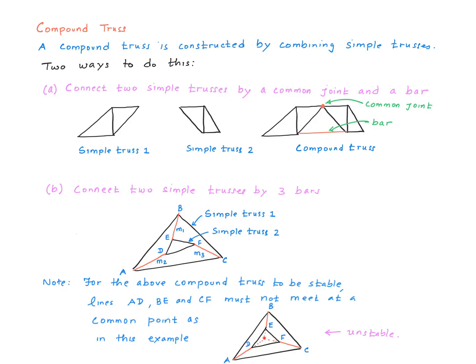If I take a moment about this point for that internal truss, the free body of that internal truss, the forces on these members will not make a contribution to that moment equation. But we could have external forces acting at these joints like E, F, and D that will correspond to a certain moment, but these forces on these bars are not helping in counterbalancing that moment. And therefore the truss becomes unstable. Nevertheless, this is one of the methods of constructing a compound truss.